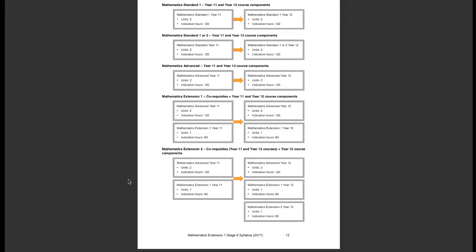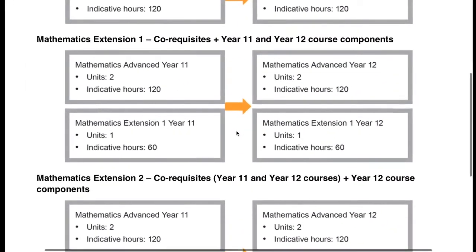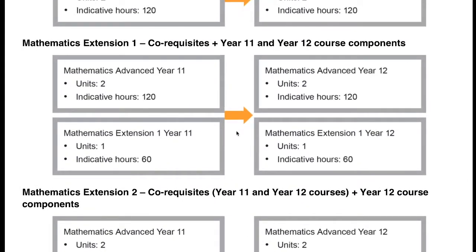Here we can see the transition from Year 11 to Year 12 in terms of the mathematics courses. As this is Extension 1, we will be paying attention to this second from the bottom component. As you can see, in Year 11 you would have studied both the Advanced and Extension 1 courses, and those add up to a total of 180 indicative classwork hours. In Year 12, you will be studying the Extension 1 course, as well as the Advanced course, and you will again be studying 180 indicative hours.